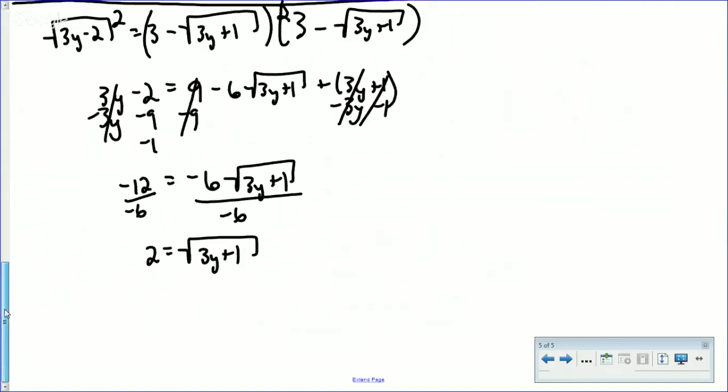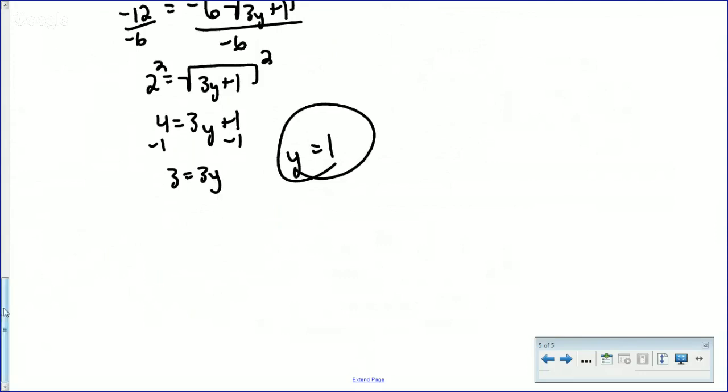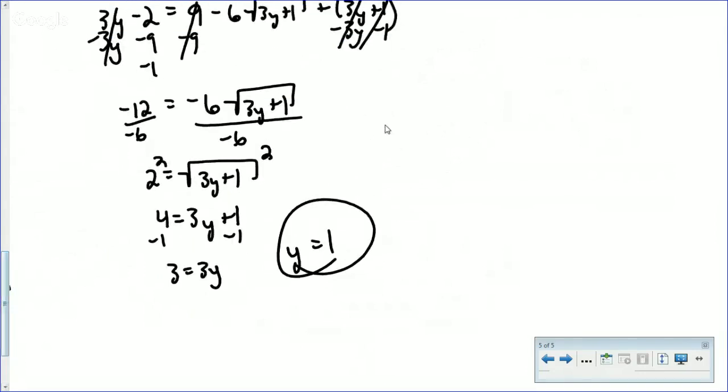Okay, so now my radical is isolated. We'll square both sides. You get 4 equals 3y plus 1. Well, minus 1, 3 equals 3y, and y equals 1. We always need to go back and check this with the original problem. So the original problem was the square root of 3y minus 2 equals 3 minus 3 times the square root of 3y plus 1.